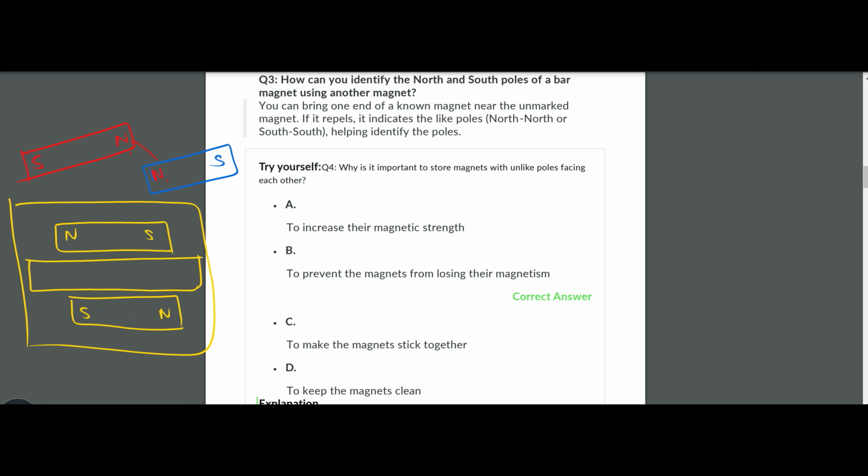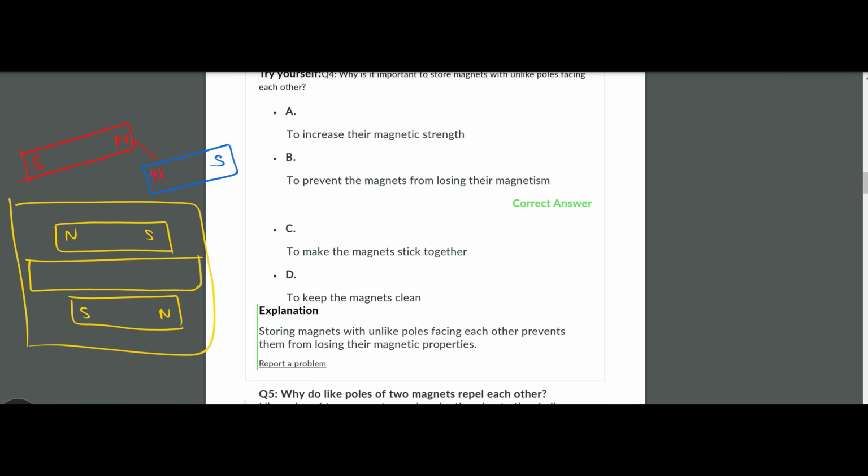So the answer is, you see here we have four options. To increase their magnetic strength, option A; option B is to prevent the magnets from losing their magnetism; option C is to make the magnets stick together; and option D is to keep the magnets clean. Dear students, just pause the video and try to guess the answer. Yes, you are right. The answer is B, to prevent the magnets from losing their magnetism.